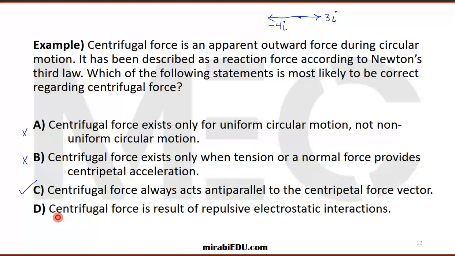Centrifugal force is a result of repulsive electrostatic interaction. No, it's not correct, because the source of this force can be friction, it can be normal force. It's not a repulsive electrostatic interaction. No, it's not correct.